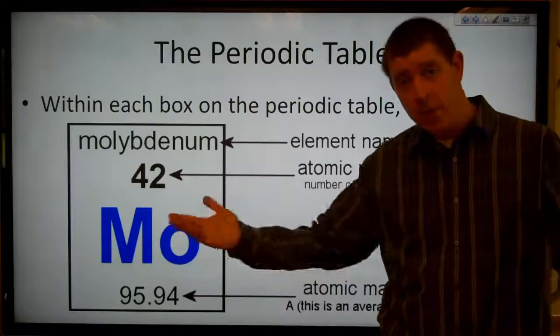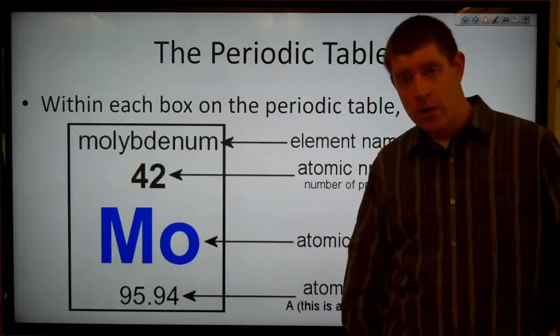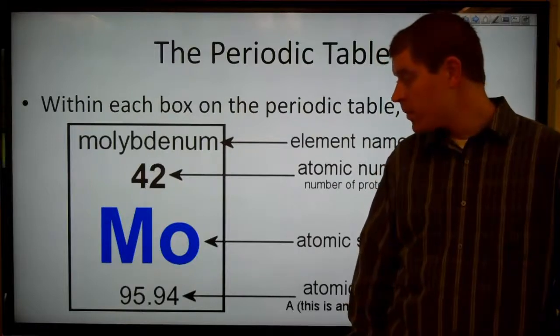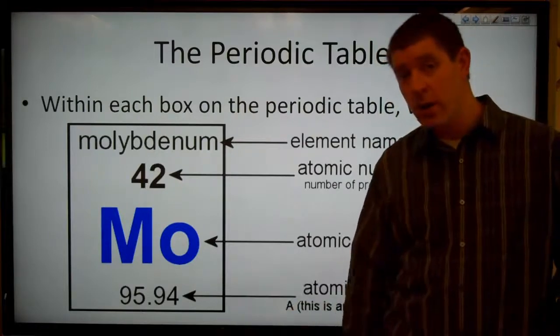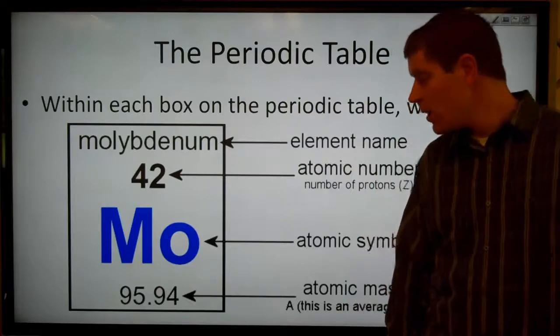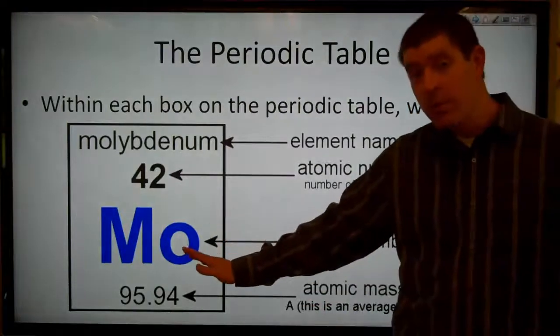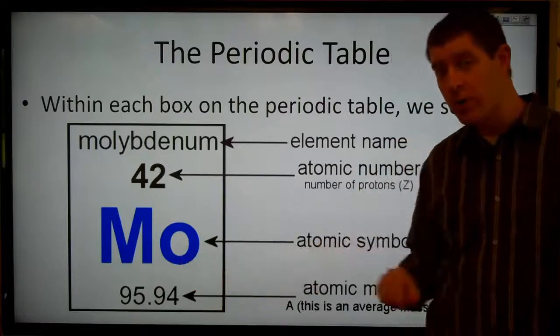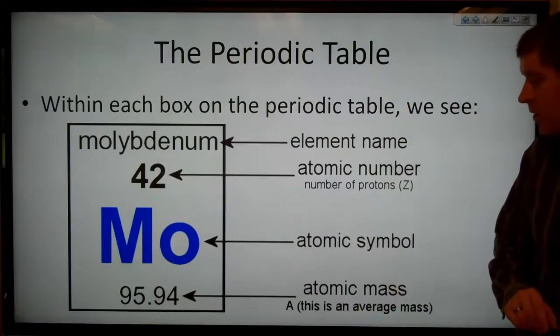The M, there is no element with just a capital M. We usually use that to denote a metal of some sort. And so that's no longer molybdenum if you don't write that o lowercase. So you need to be very careful with how you're writing your atomic symbols.